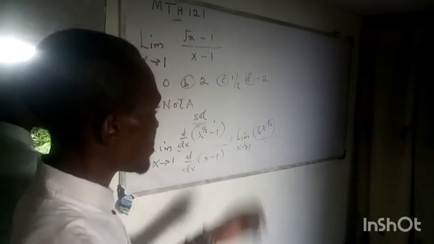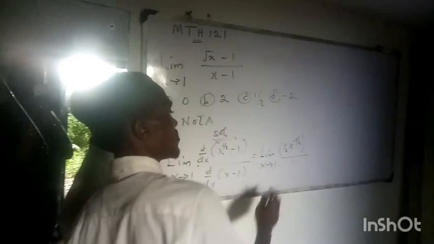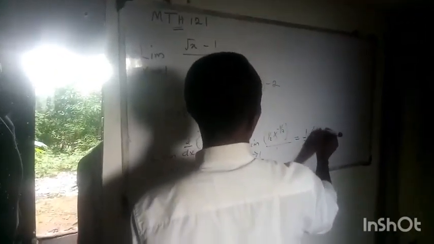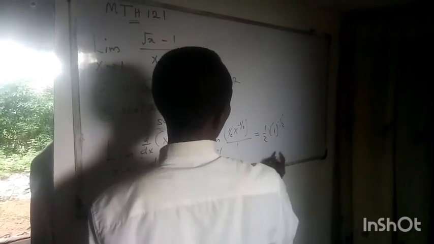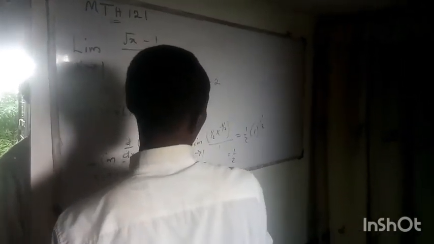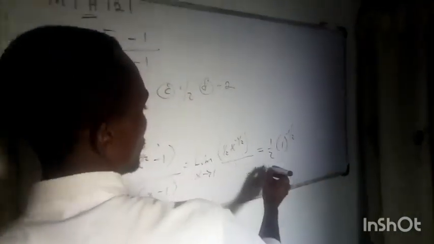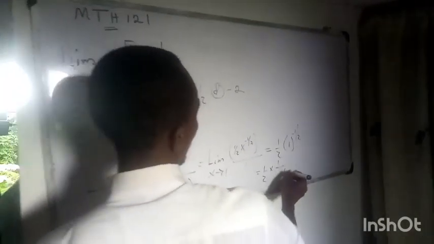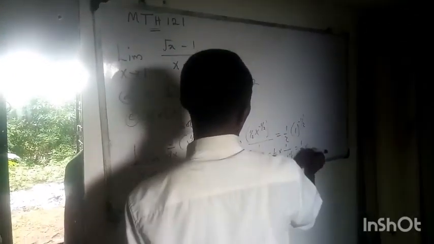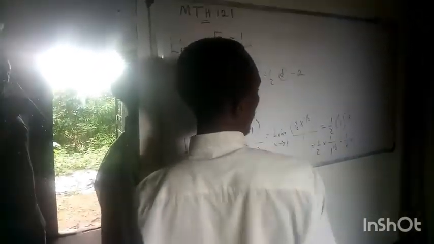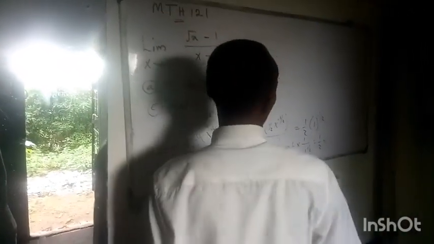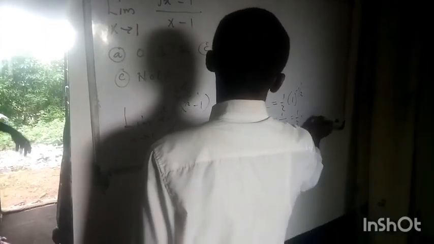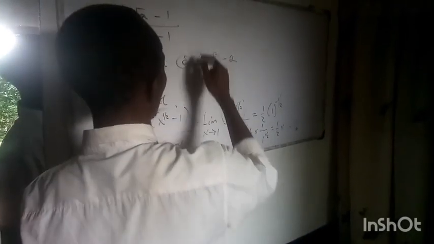So now we can make a direct substitution. We have half times 1 raised to the power of minus half. So this is half, and this is to say 1 over 1 raised to the power of half. Of course, 1 raised to any power is definitely 1. So you have 1. This is half. Now the answer is C.